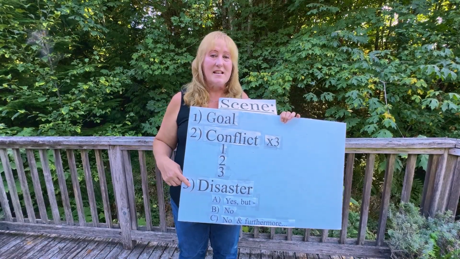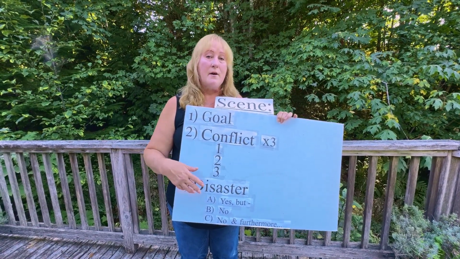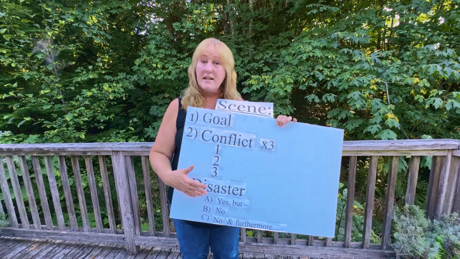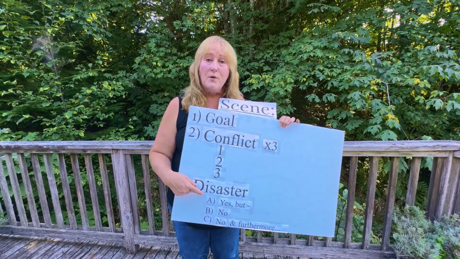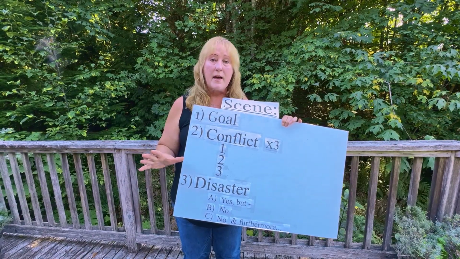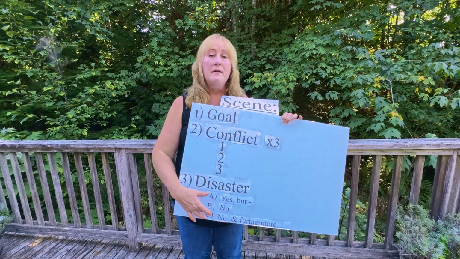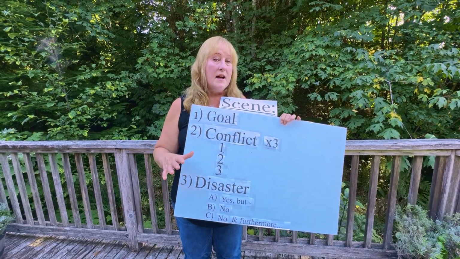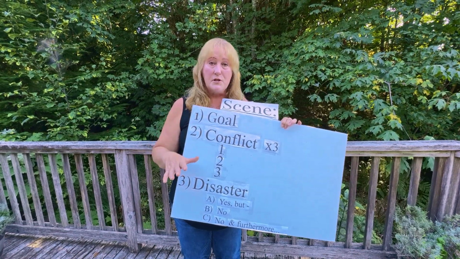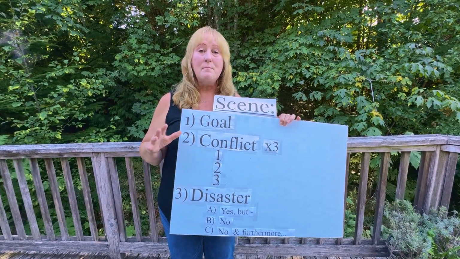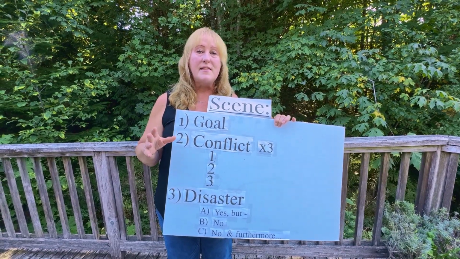Then we have the scene disaster, and the character, yes, either gets their goal, but now there's complications and consequences attached to it that's going to make their life more complicated. No, they did not get their goal, and they're blocked. They have to choose another path to achieve their overall story goal, or come up with a new goal. Or no, and furthermore. So no, they did not achieve their scene goal, and furthermore, because they tried, now they're in even worse shape than before. Brainstorm 10 possible scene-ending disasters that can hook your reader, captivate them into turning to the next page.